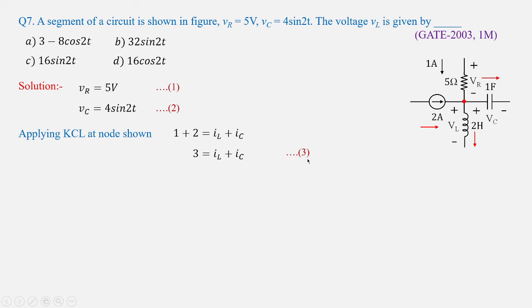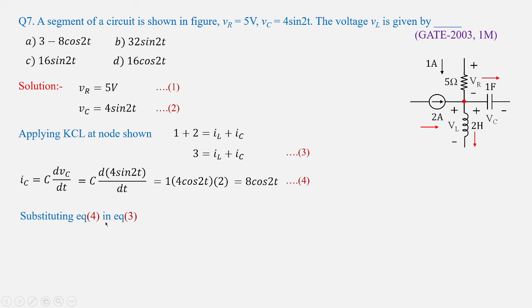Let us frame this equation as 3. Also, we know that the current through the capacitor is equal to C dV by dt. In fact, V is nothing but VC and its given value is 4 sine 2t. So I'm going to apply the values which are given in the data. So C d by dt of 4 sine 2t. C value is 1. 4 is taken outside. Differentiation of sine 2t is cos 2t multiplied with 2. So this value will be obtained as 8 cos 2t. Now I am framing this equation as 4 and substituting equation 4 in equation 3. I am going to get IL which is equal to 3 minus 8 cos 2t.